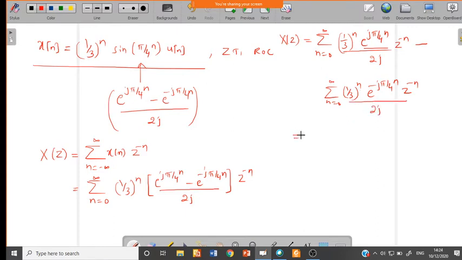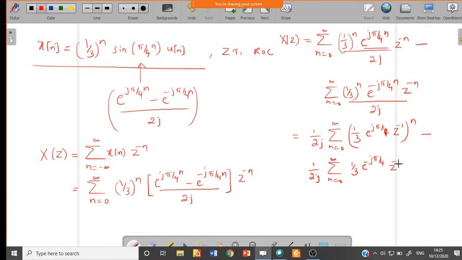Okay, so this will give 1 over 2j. Now this we can express as the summation n equal to 0 to infinity of ((1/3) e^(jπ/4) z^(-1))^n. Okay, and this one, minus 1 over 2j, we can express as the summation n equal to 0 to infinity of ((1/3) e^(-jπ/4) z^(-1))^n.